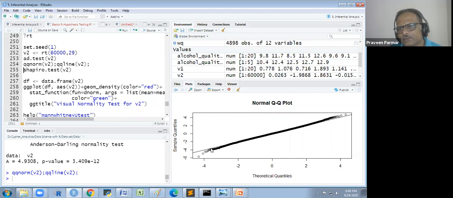It is a little bit outside here. The extreme is not proper. It is going outside, so it is not normal.